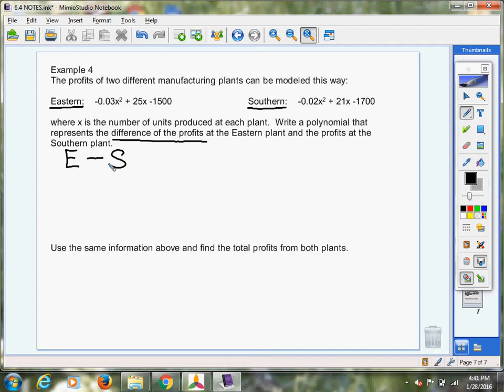So you just pick your strategy. If you're a horizontal person, do your horizontal method. If you're a vertical person, use your vertical method. And you are going to take them and subtract them. So I'm going to write out here's the Eastern plant right here, and then I'm going to subtract from it the Southern plant.